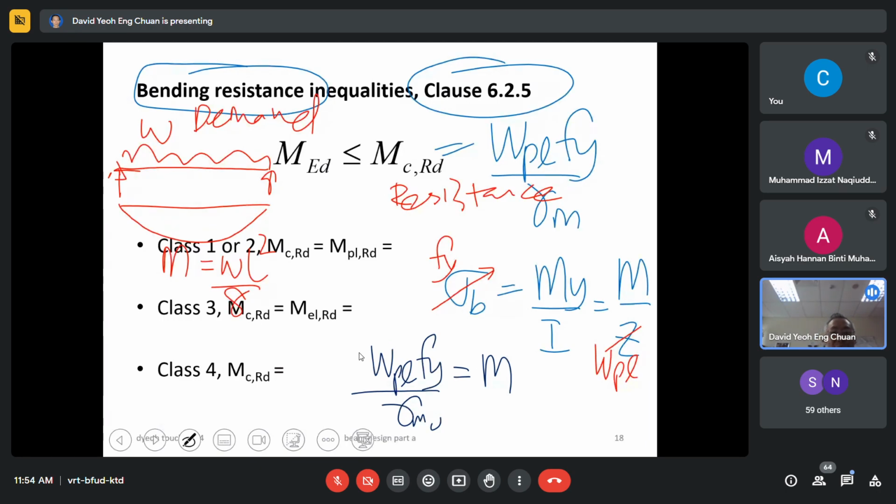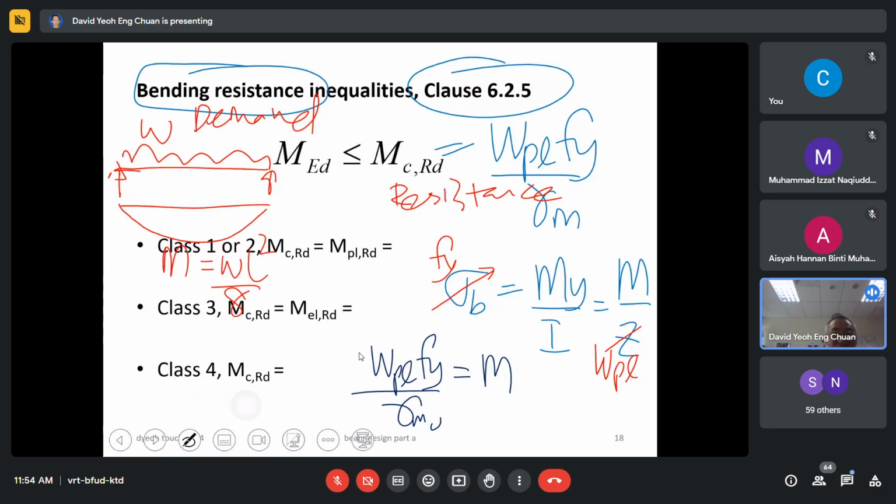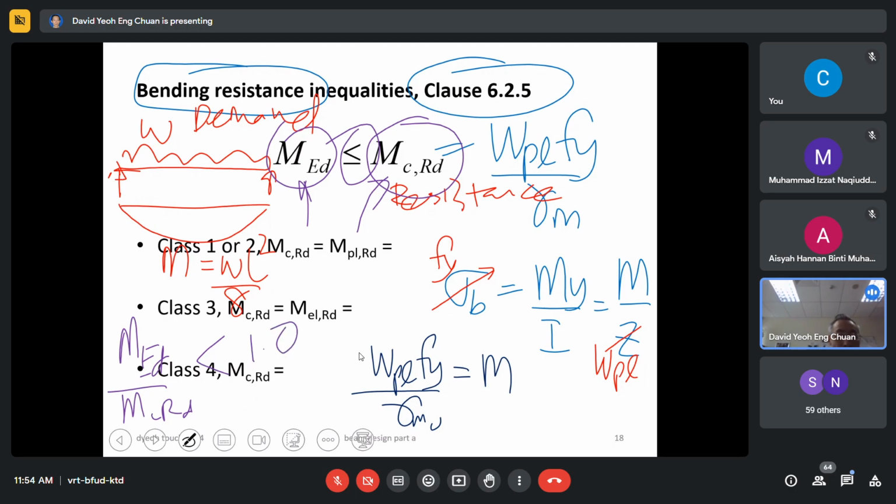So you need to compare the left side with the right side. The demand must be less than the resistance. So if we write it in ratio, M_Ed divided by M_c,Rd must be less than 1.0. Okay.